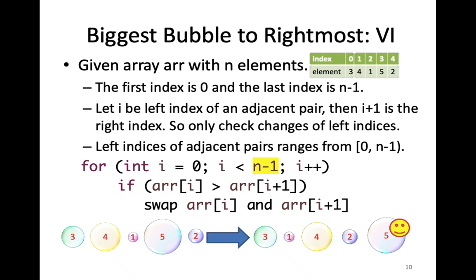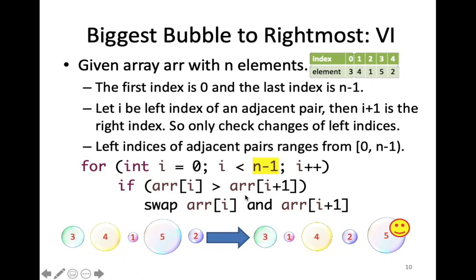Here comes the code. Let variable I represent left index of an adjacent pair. It starts from 0, as long as I is smaller than n minus 1, we do the following. If the element at index I is larger than the element at index I plus 1, that is, this is an out-of-order adjacent pair, swap them.